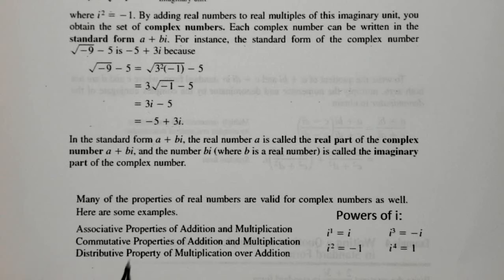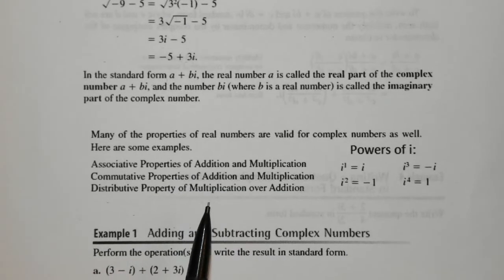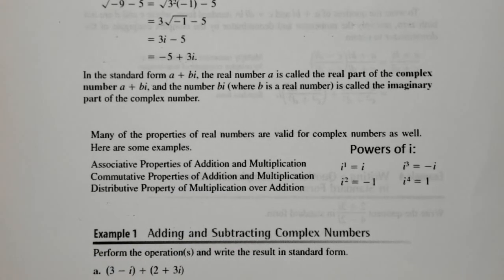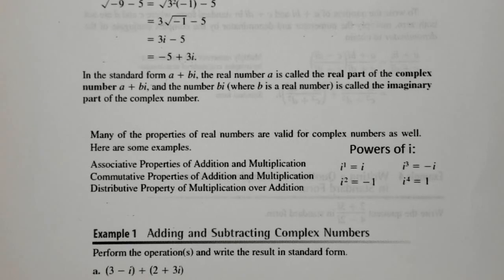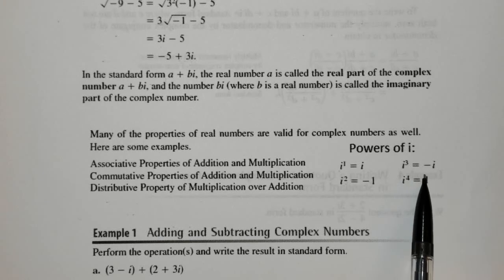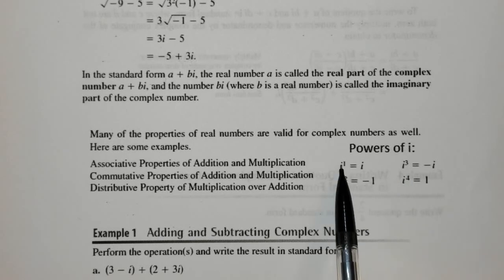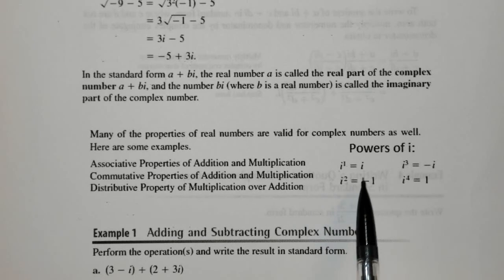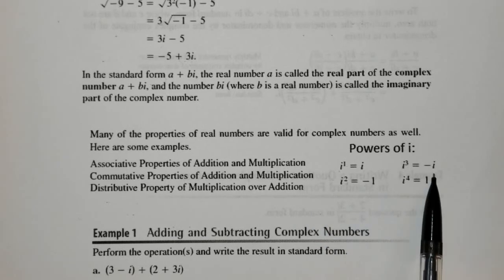There are some properties that hold true also in the complex number system, namely the associative, commutative, and distributive properties. All of those work for complex numbers. And also here we have the powers of i. And so of course, i to the first power is i, and i squared would be the square root of -1 times the square root of -1, which is -1. And then i to the third power would be i to the first times i squared, which is i times -1, which is -i.